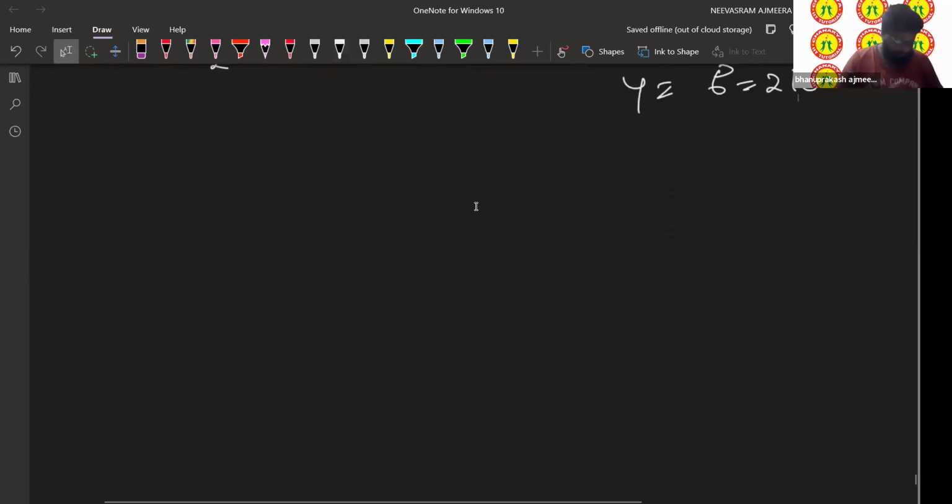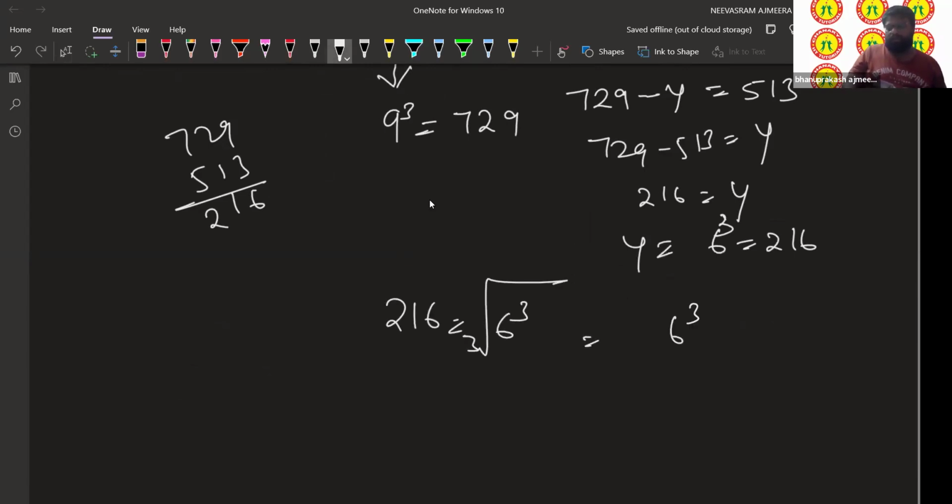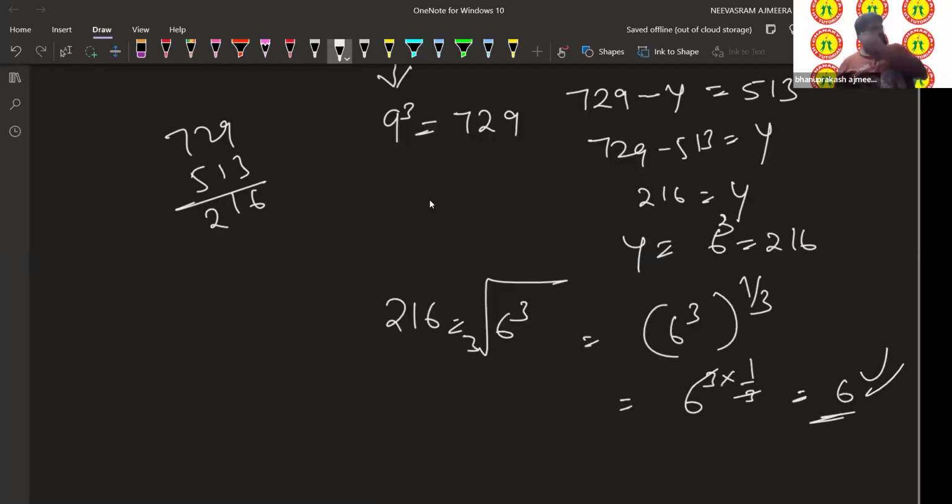Any doubt in this? They are telling us to find the cube root of the smaller number. Anyways, you know 216 is 6 cube. I am taking the cube root of this. I already told you cube root means nothing but 6 cube whole to the power of 1 by 3. So that will be equal to 6 to the power of 3 into 1 by 3. The 3s will get cancelled. 6 is the answer. Any confusion in this?